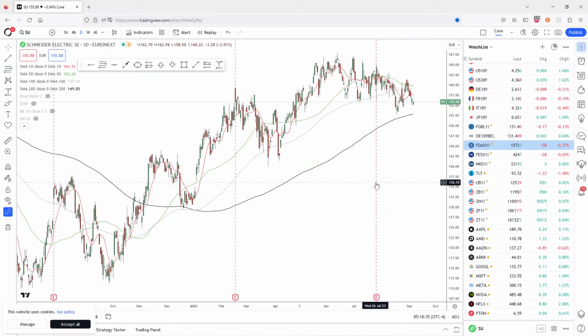Any comments, any questions? More than happy to look at any chart. Anybody wants to? If not, we'll call it a day. Hey, my pleasure.